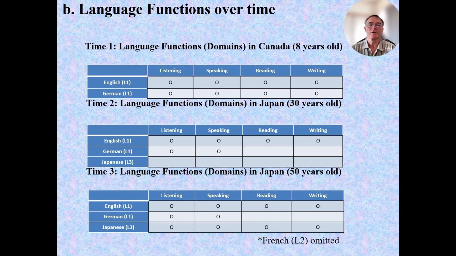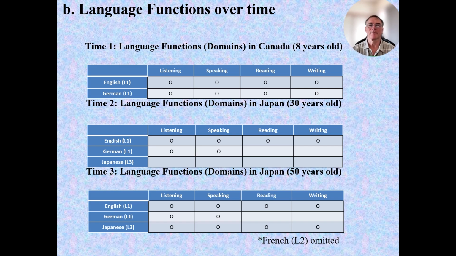And so time two, in Japan, I'm 30 years old. English and German, you can see they changed a little bit. English as my native language, and I used it for academic purposes as well. Listening, speaking, reading, and writing. In German, listening and speaking I could still do, but certainly not reading and writing to any level of proficiency. Japanese, I consider it as my third language. I just arrived in Japan, no abilities.